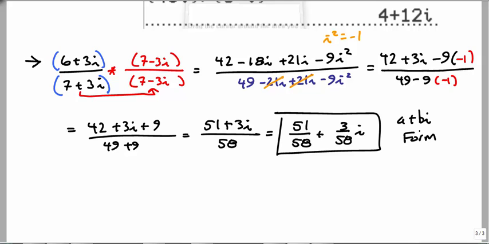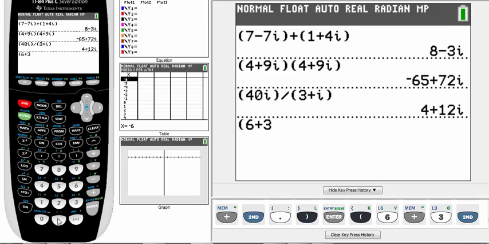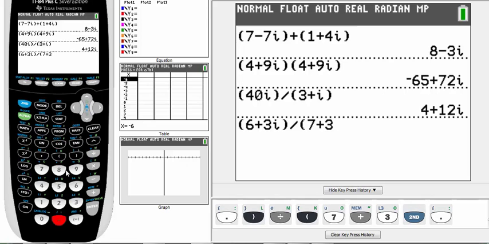Let's go ahead and jump to your calculator and see what your calculator does when you have two complex numbers, one in the numerator and one in the denominator. You have to be very careful about putting your parentheses up, so make sure you start with parentheses. Let's do 6 plus 3i, close parenthesis, divided by 7 plus 3i. Okay, so 6 plus 3i, 7 plus 3i. And hit enter.